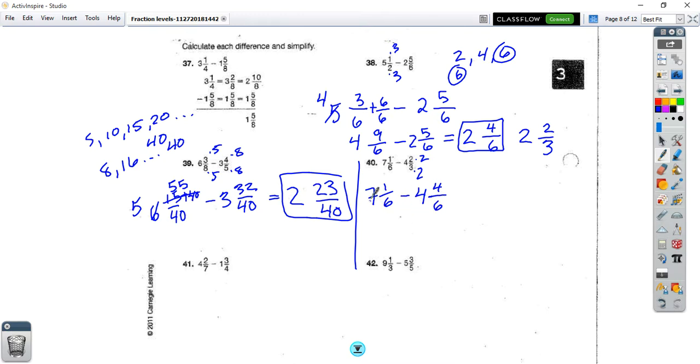So I'm going to borrow from the 7. This becomes a 6. And I add my whole back in, 6 over 6, because I can't just make the whole disappear. So then I have 6, 1/6 plus 6/6 is 7/6 minus 4 and 4/6. 7/6 minus 4/6 is going to be 3/6. And then 6 minus 4 is 2, and 2 and 3/6. That's my final solution. This could also be 2 and 1/2.